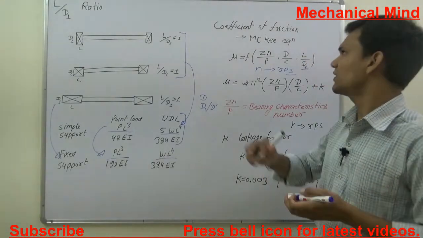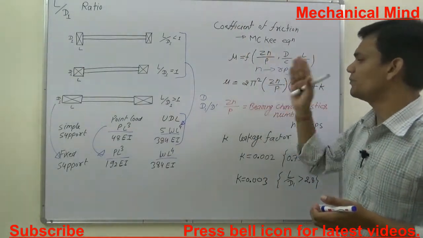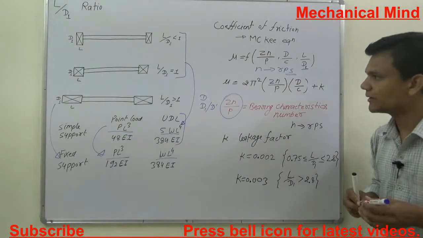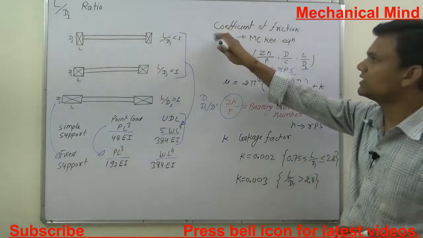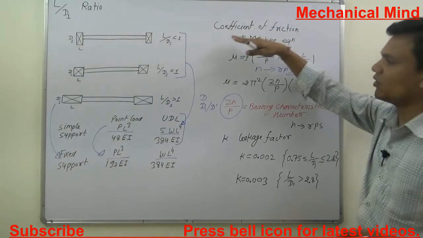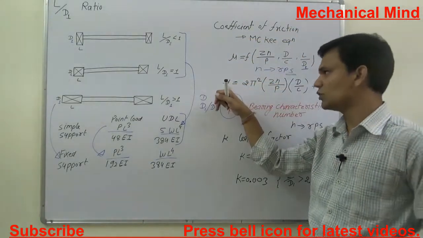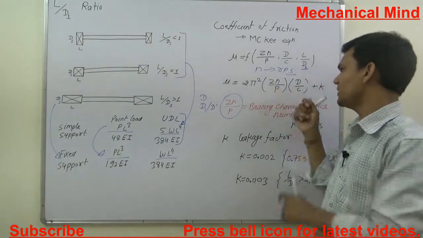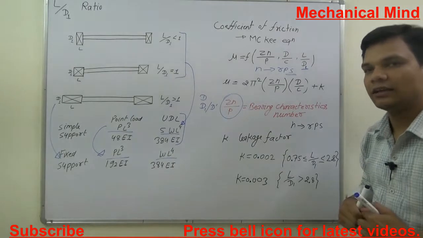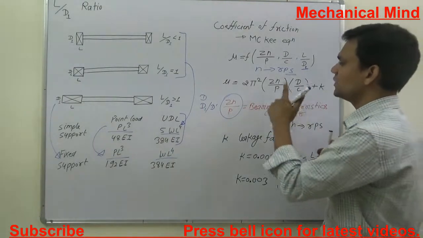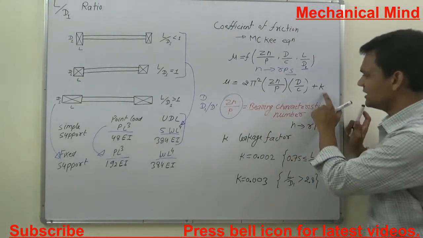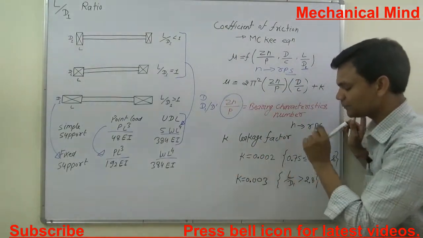So the coefficient of friction is a function of Zn by P, where Zn by P is known as the bearing characteristic number. And if we want to write this McKee equation in the form of a formula, then we can write mu is equal to 2 pi square Zn by P into D by C plus K. The ratio L by D1 is useful in this equation to calculate the coefficient of friction, where this K is known as the leakage factor.